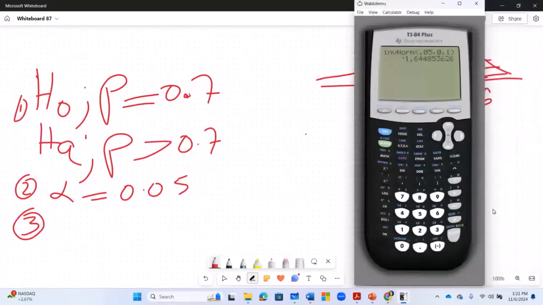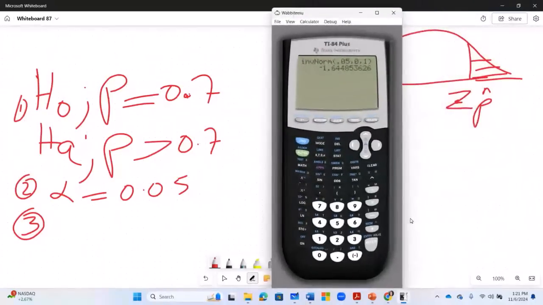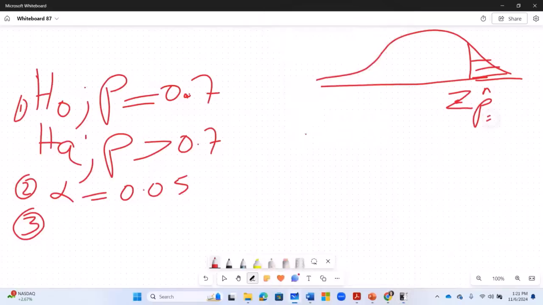So the critical value is negative 1.64. But I want you to remember that the normal curve is symmetrical. Therefore, and it's a right tail test, I have to change this negative to positive. So it's going to be 1.644. I can actually leave it at 1.64. So this is the critical value. And actually now I found this boundary line.